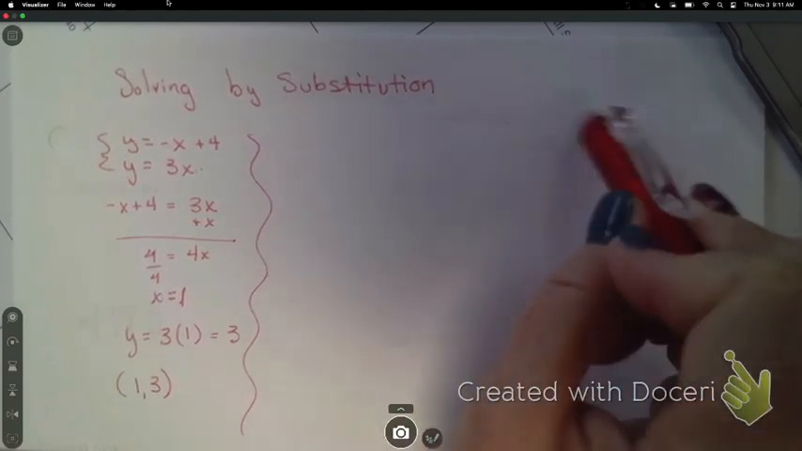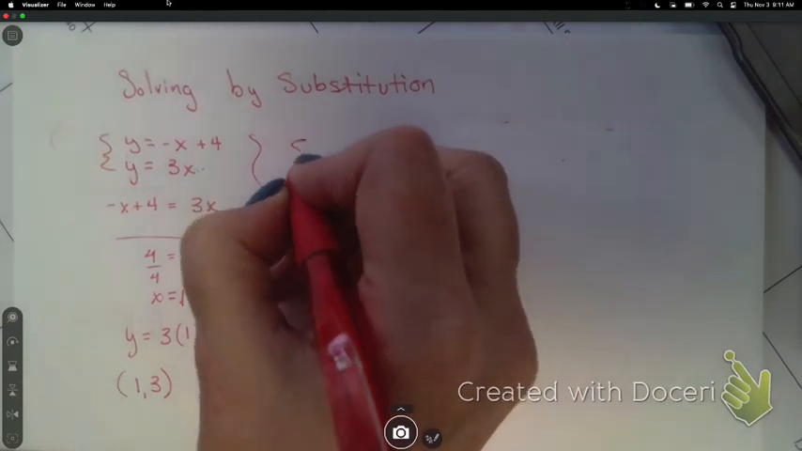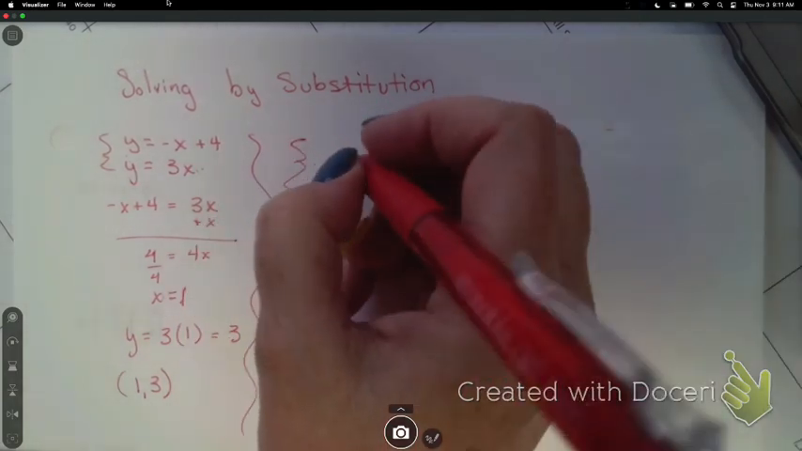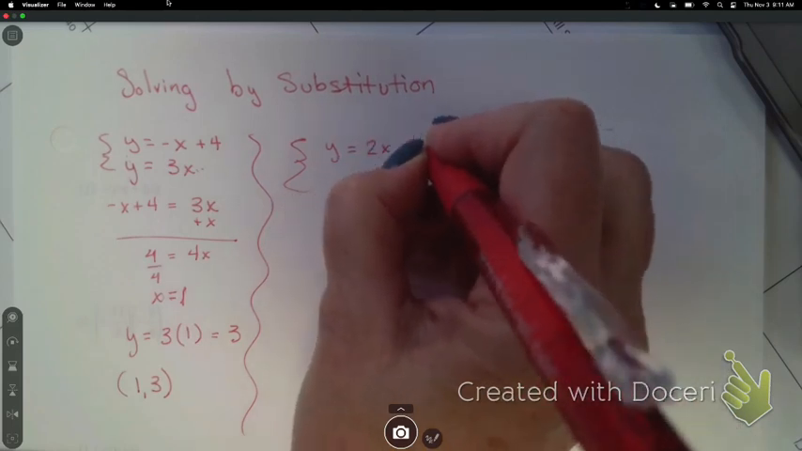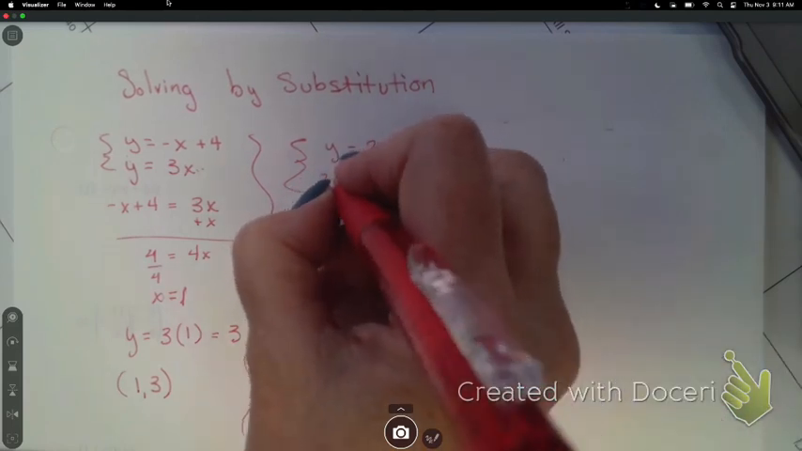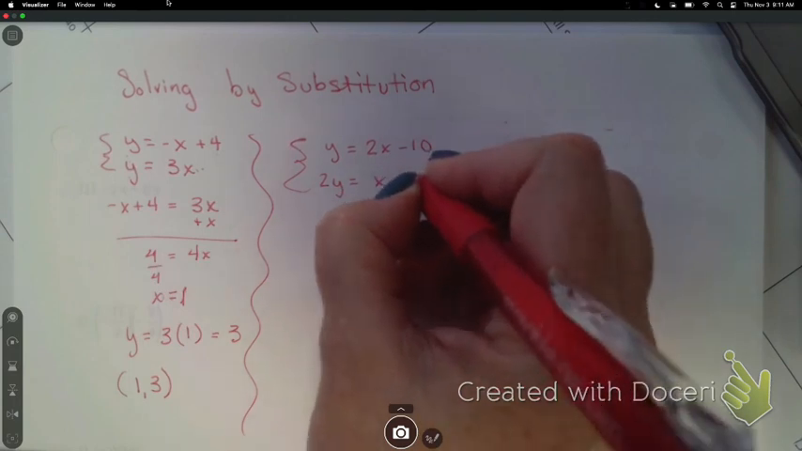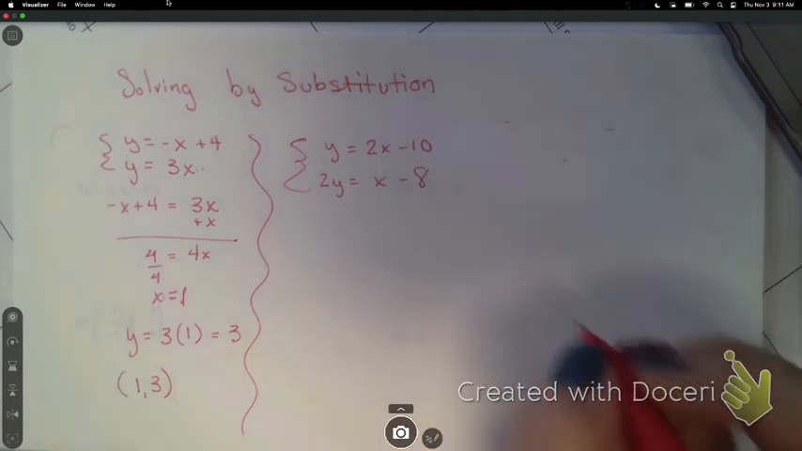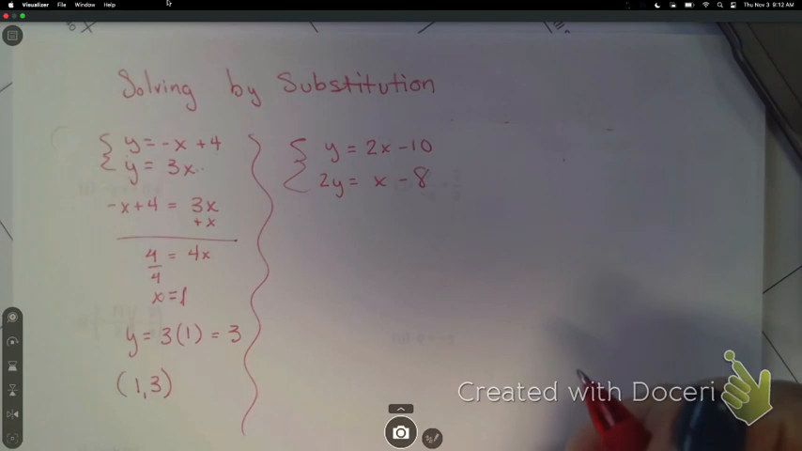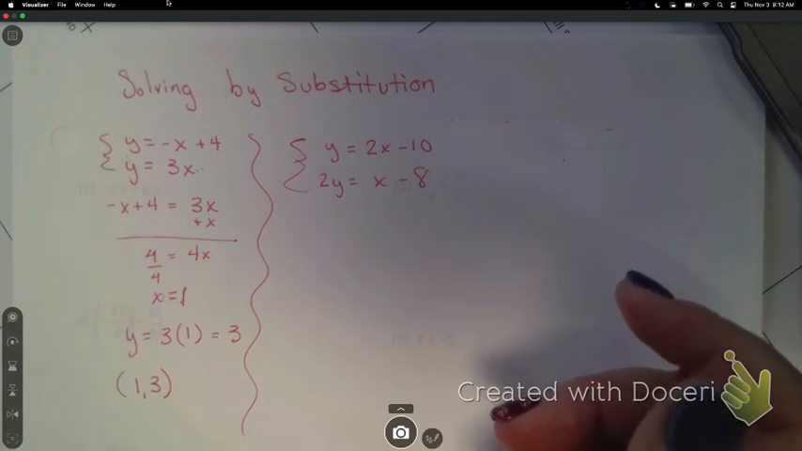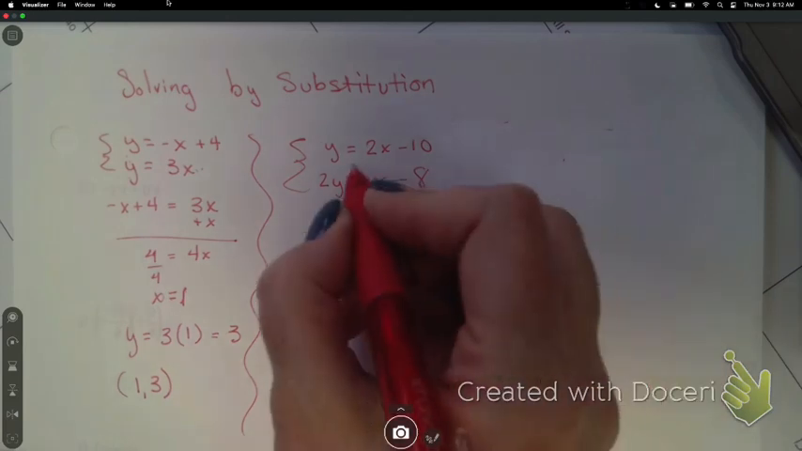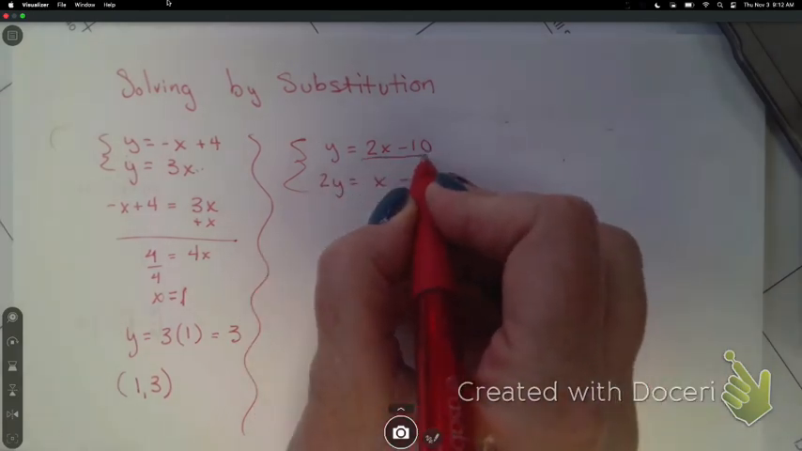Okay, our next example is y equals 2x minus 10 and 2y equals x minus 8. So we need to solve for a variable. You can pick the top, bottom, x or y. But this one, look at the first equation. It's already solved for what? Y.